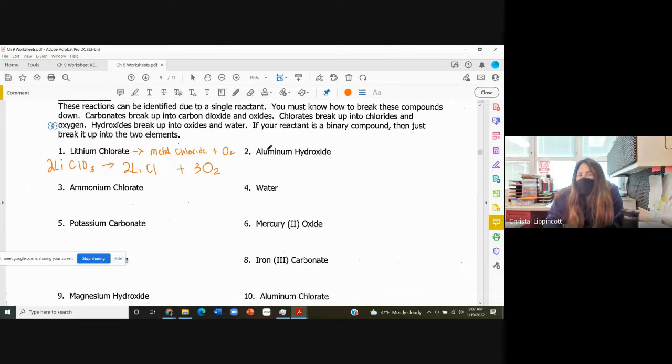All we're going to be doing is giving you your reactants. So you have to know how to deal with this, but you're going to have that sheet to help you. Okay. All right. Next one is aluminum hydroxide. Write the formula for that.